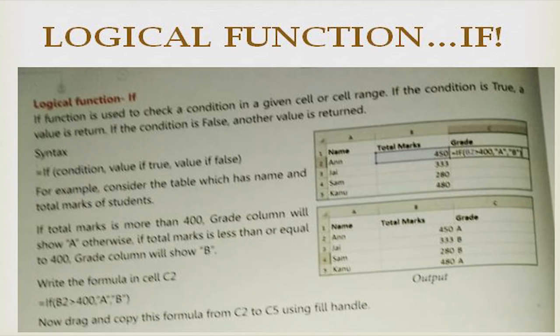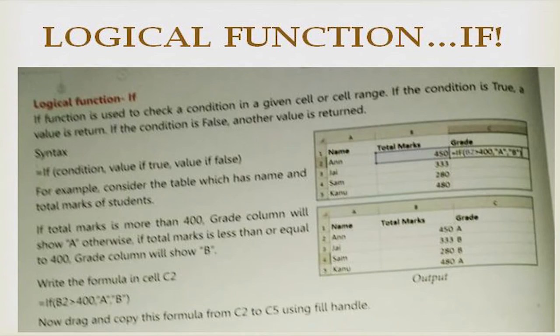So in grade, we are writing equal to IF of B2. B2 means the value, the first student's total marks, 450 is the marks. So if B2 is greater than or equal to 400, comma, then in double quotation it should write A, else it should write B. Now drag and copy the formula from C2 to C5.